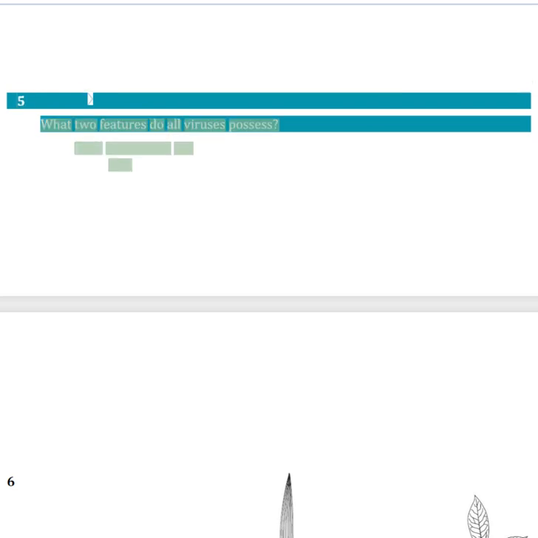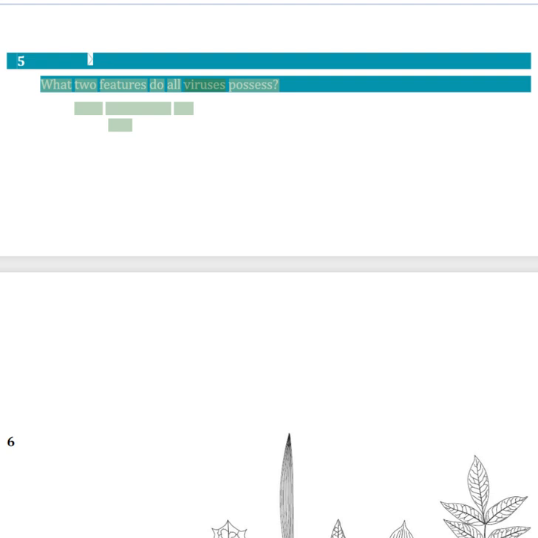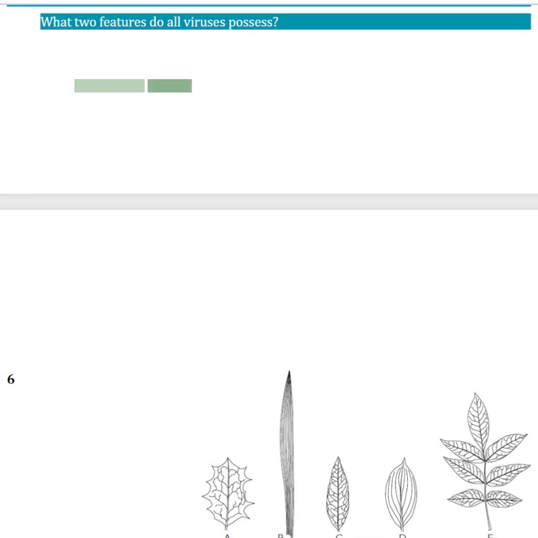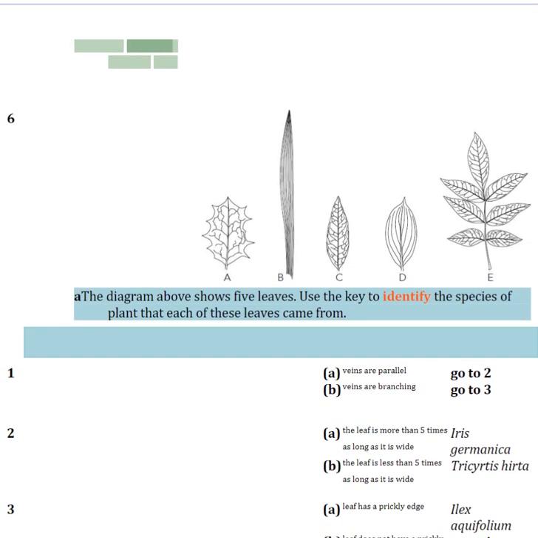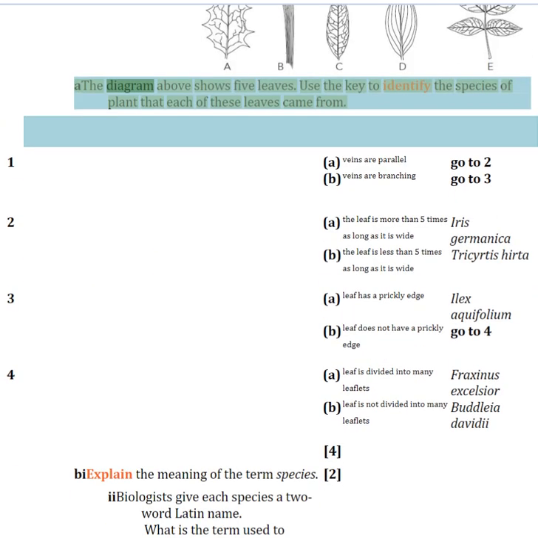5. What 2 features do all viruses possess? A. Cell membrane, cell wall. Cytoplasm, nucleus. Genetic material, protein coat. Ribosomes, plasmid. 6. The diagram above shows 5 leaves. Use the key to identify the species of plant that each of these leaves came from.